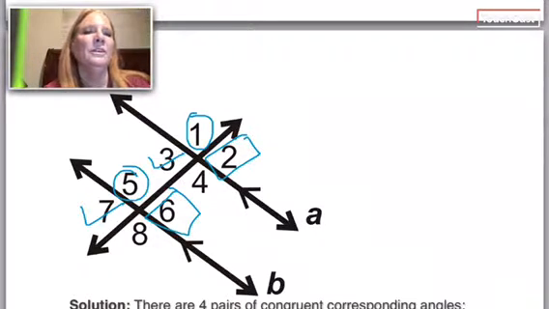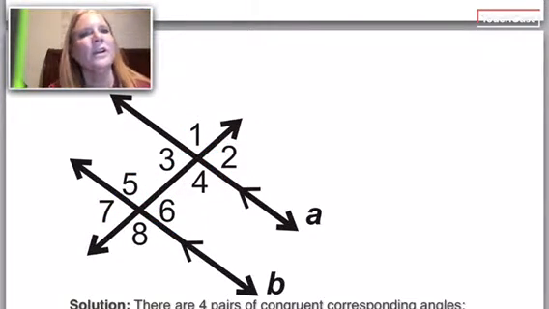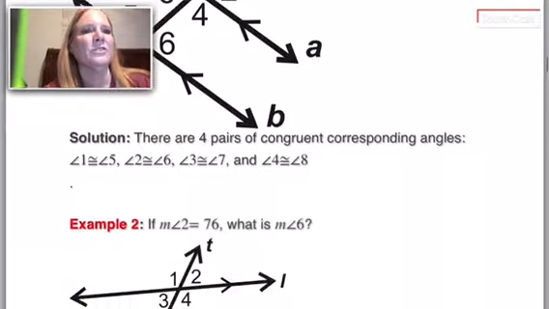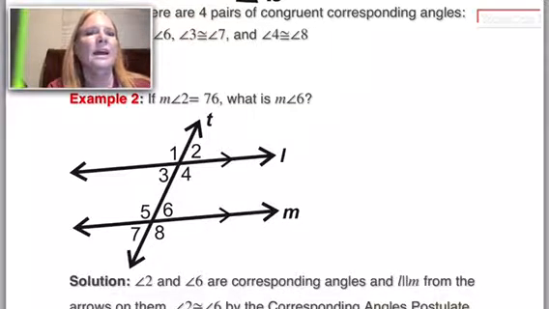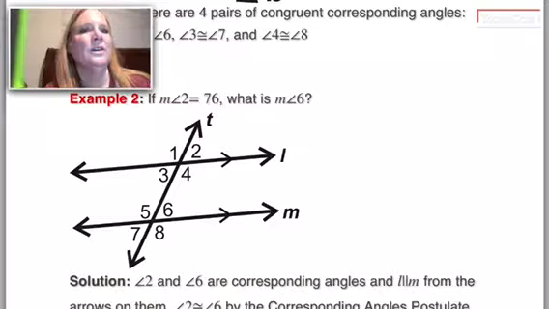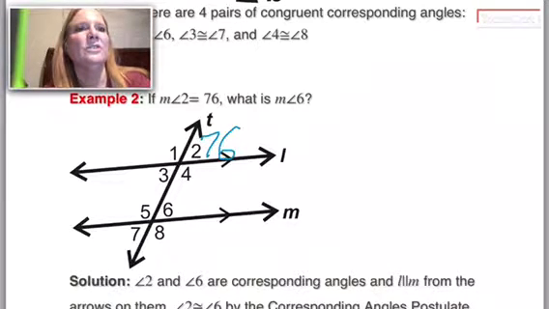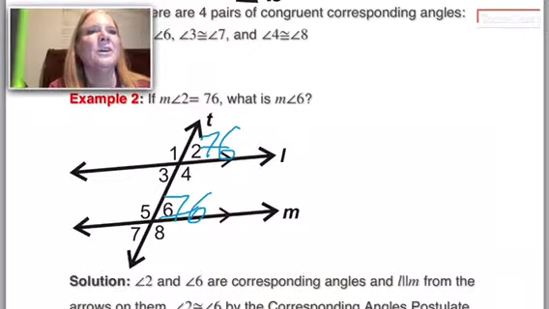Okay, I'm going to put a little shortcut here that's going to help you learn some other angle pairs as well. Let me scroll down to the next picture actually. Okay, here we have the measure of angle 2 is equal to 76 degrees. So if this is 76 degrees and they want to know what's the measure of angle 6, well, we know that it is also 76 degrees because they're corresponding angles.